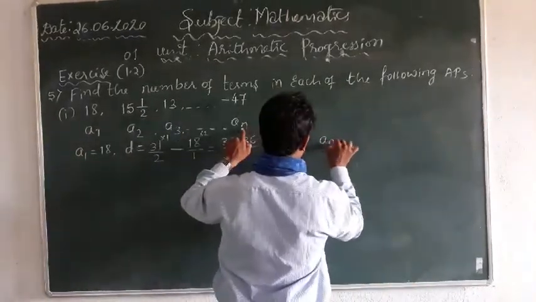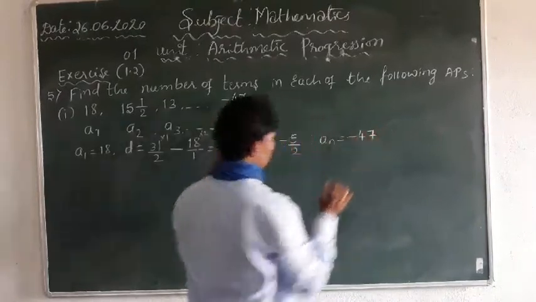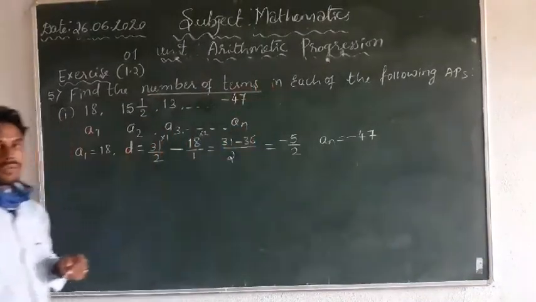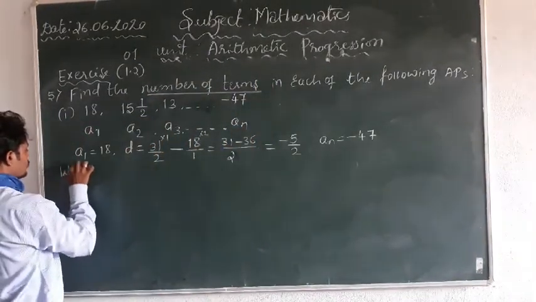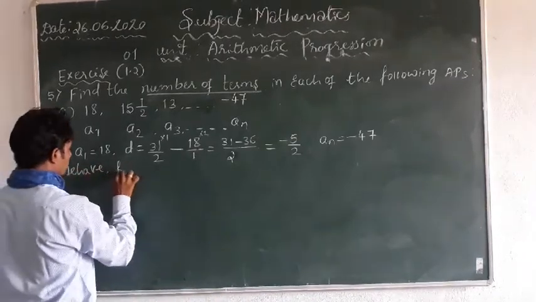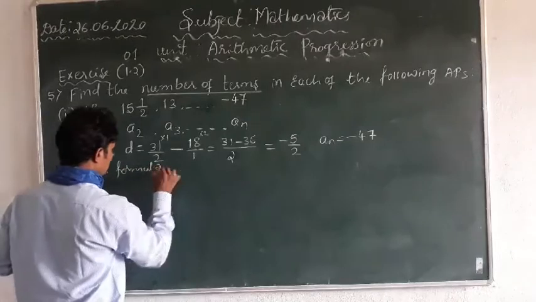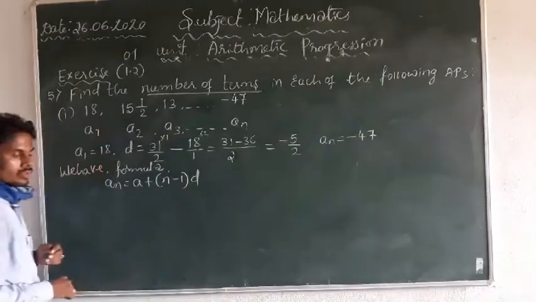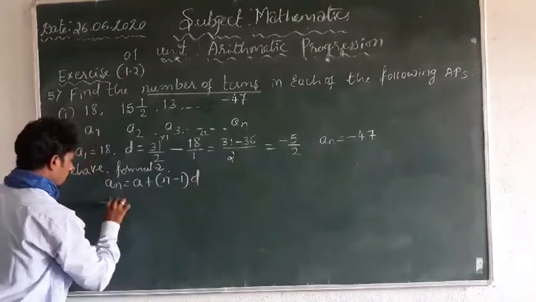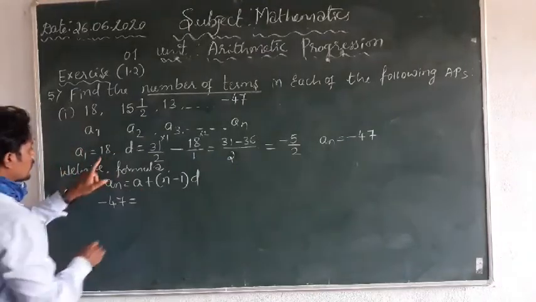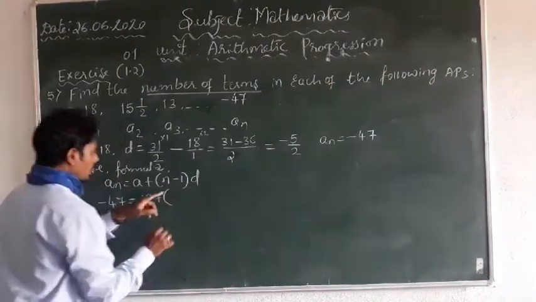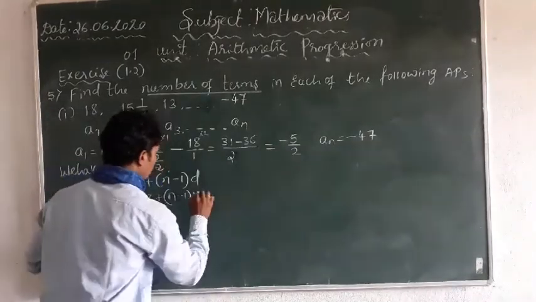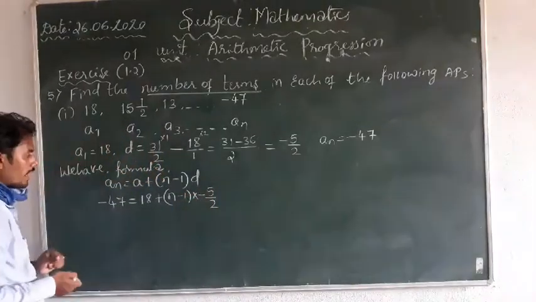Nth term An is equal to minus 47. In this question, we have to find the number of terms. We have the formula: An is equal to a plus n minus 1 into d. Minus 47 is equal to the first term 18 plus n minus 1 as it is, we have to find n, into the difference, minus 5 divided by 2.